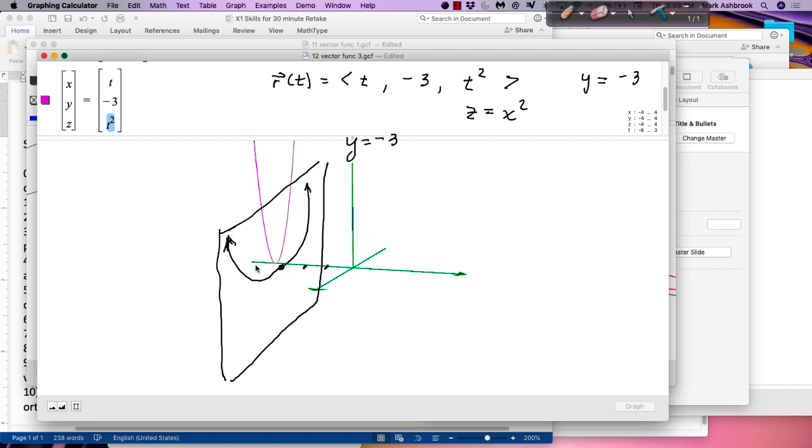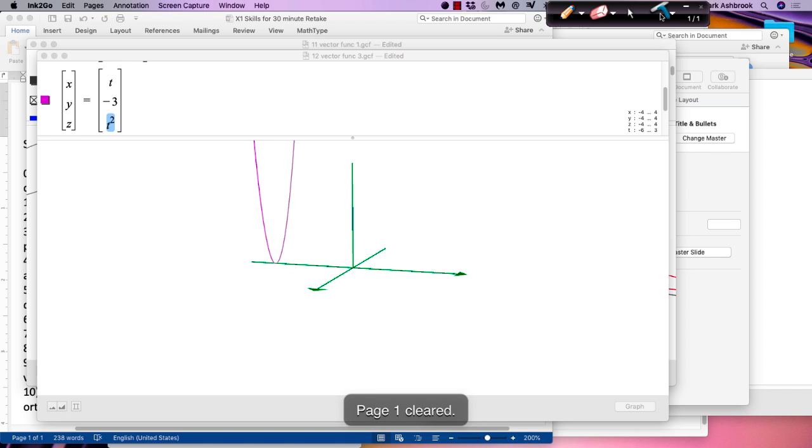Okay, another example. How about cosine t, 2 sine t, negative 2.